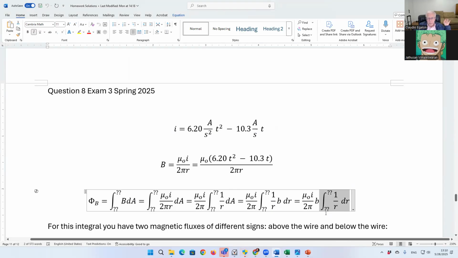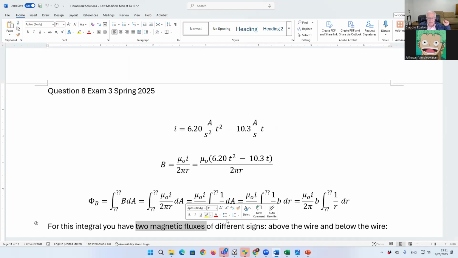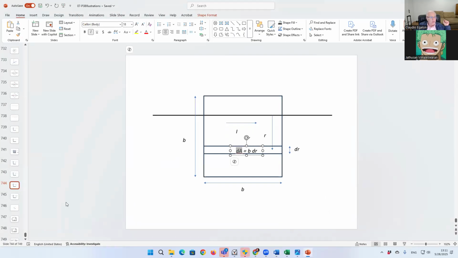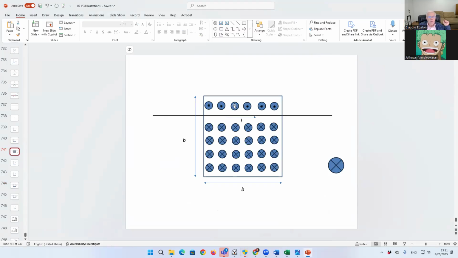Now we have to think in terms of the limits of this integral. We're going to have two magnetic fluxes of different signs, right? The flux here at the top, let's say this one is positive, and this one is going to be negative. This flux here is going to cancel part of the flux in this lower part of the loop. Do you agree with me?